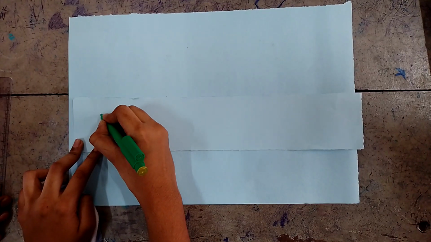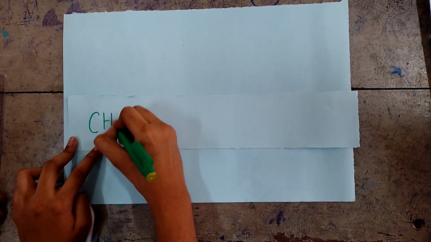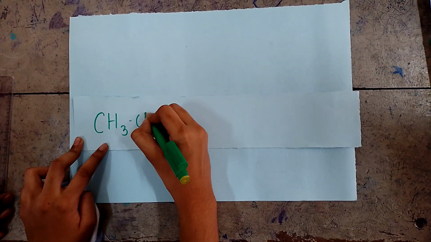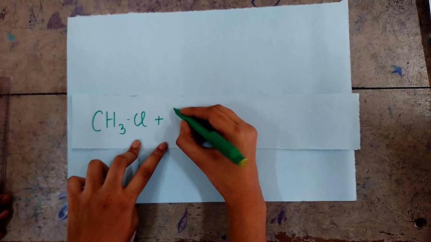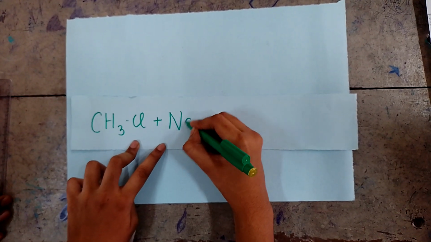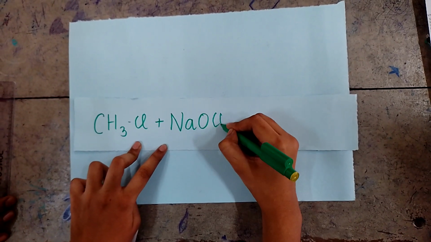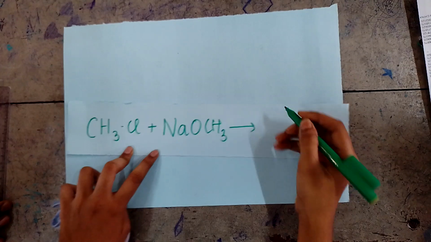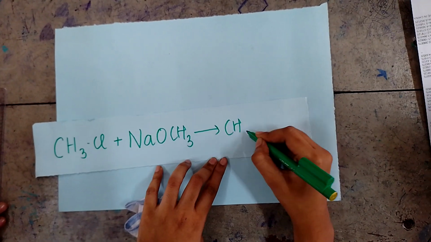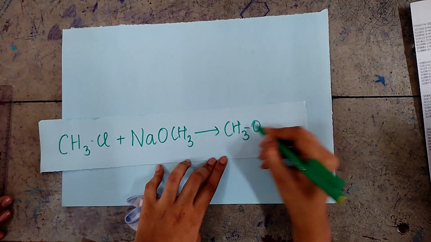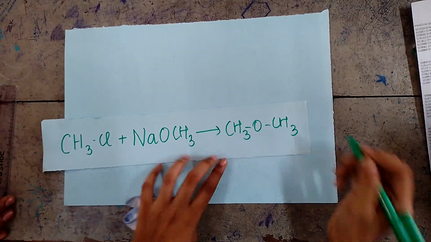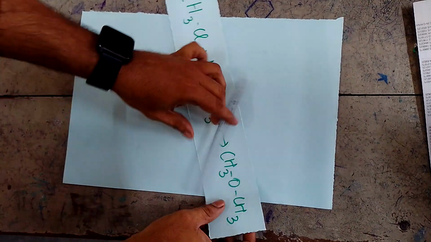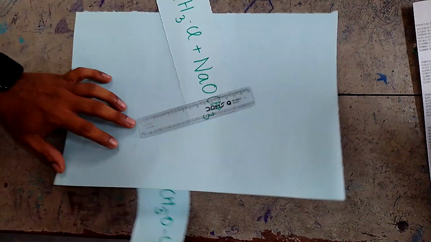This is an example of Williamson ether synthesis, in which methyl chloride reacts with sodium methoxide, which will give you a symmetrical ether of formula CH3OCH3, which can be demonstrated with where the bond breaks and all.